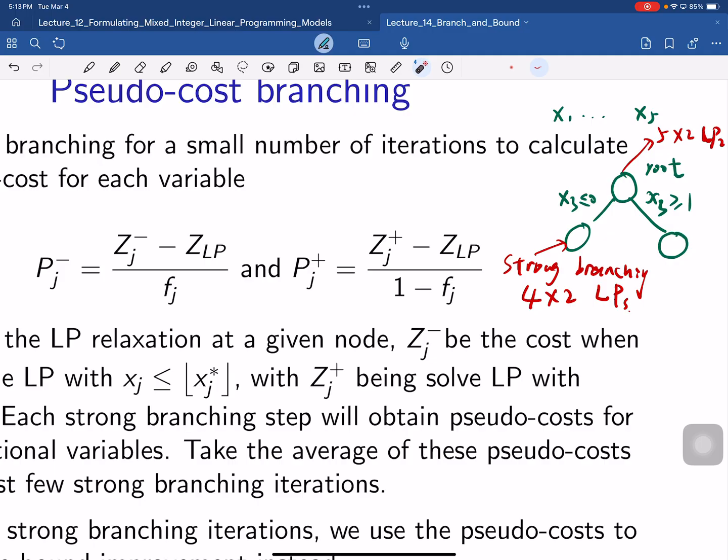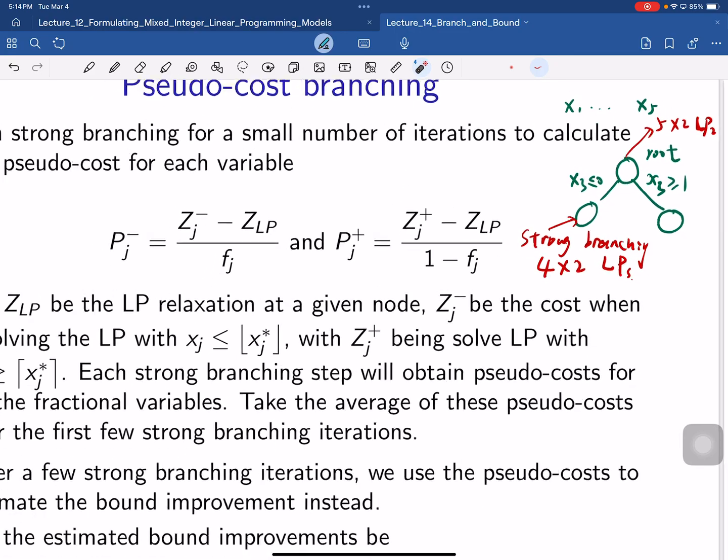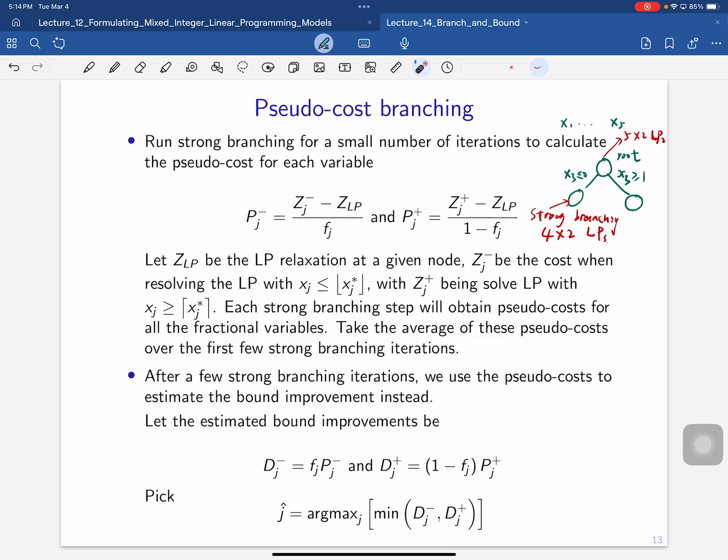Okay, so pseudo cost branching means I will run strong branching for a few iterations and record the bound improvement for each of the binary variables. Maybe you can take the average of the bound improvement over the iterations and use them as a surrogate instead of doing strong branching at each node. Okay, so that's the idea of pseudo cost branching. So how do you calculate the pseudo cost?